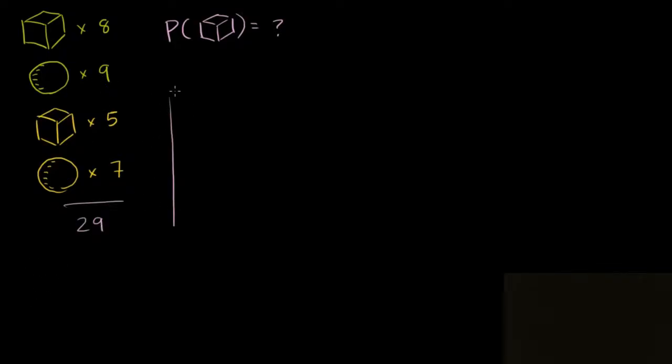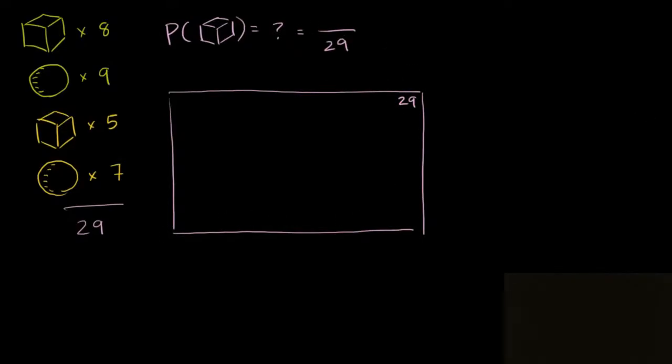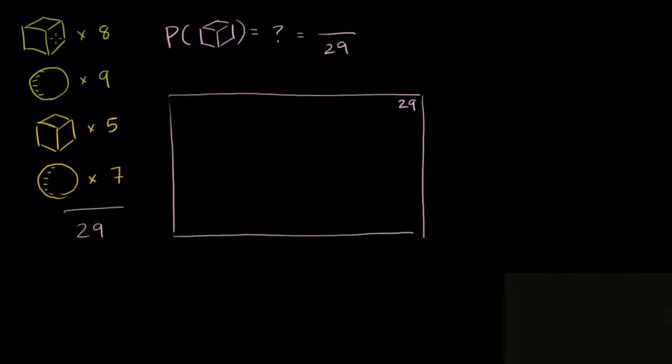So let's draw all of the possible objects. I'll represent it as this big area right over here. So these are all the possible objects. There are 29 possible objects. So there's 29 equal possibilities for the outcome of my experiment of seeing what pops out of the bag, assuming that it's equally likely for a cube or sphere to pop out first.